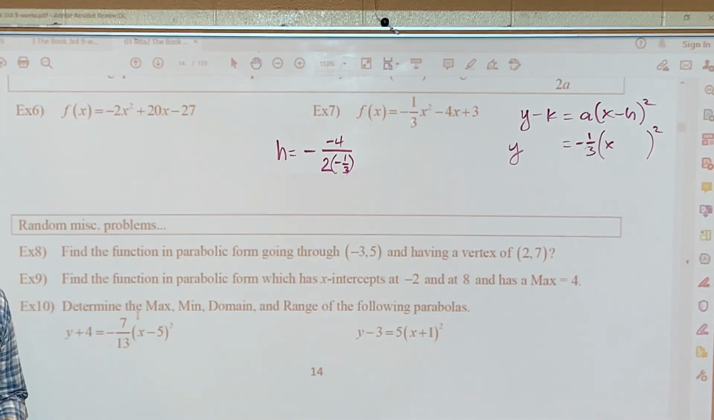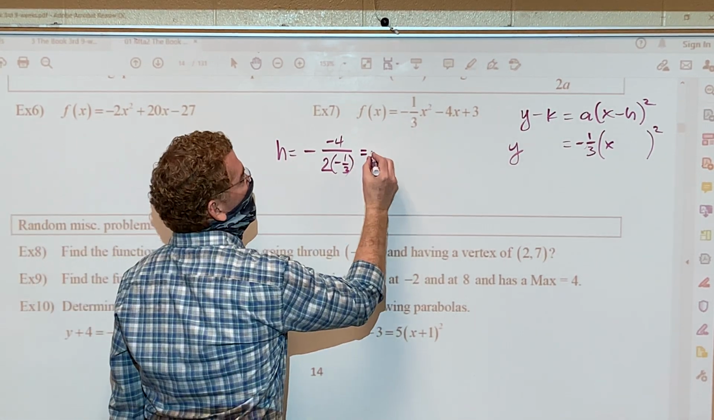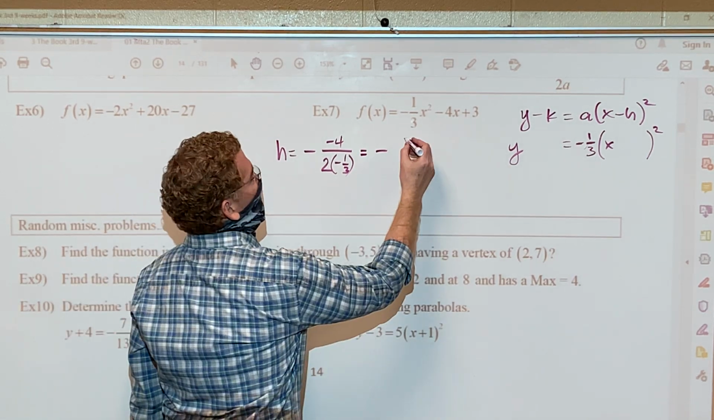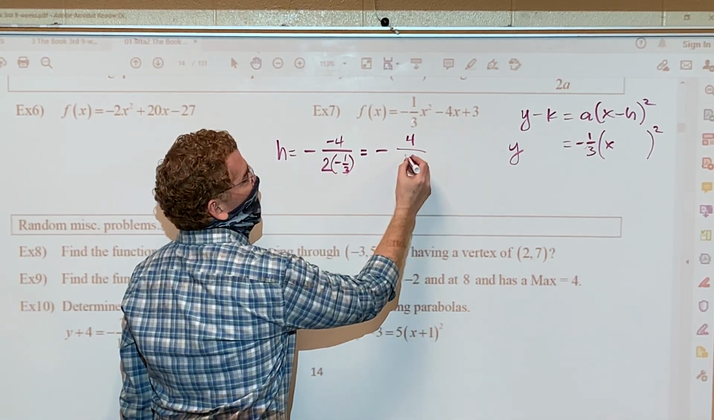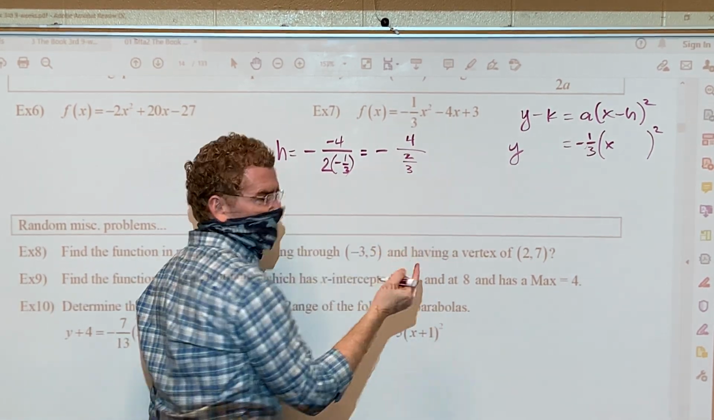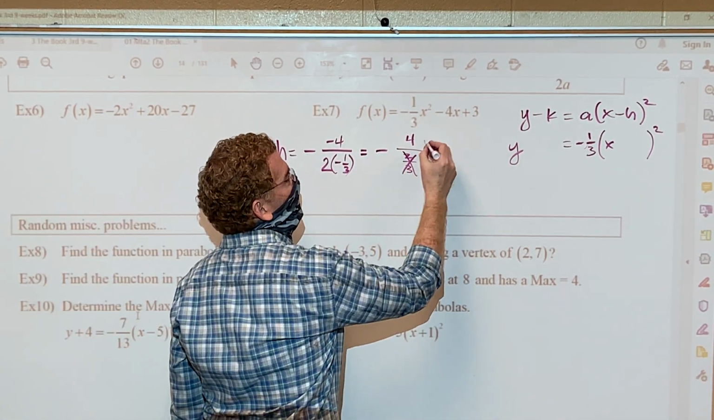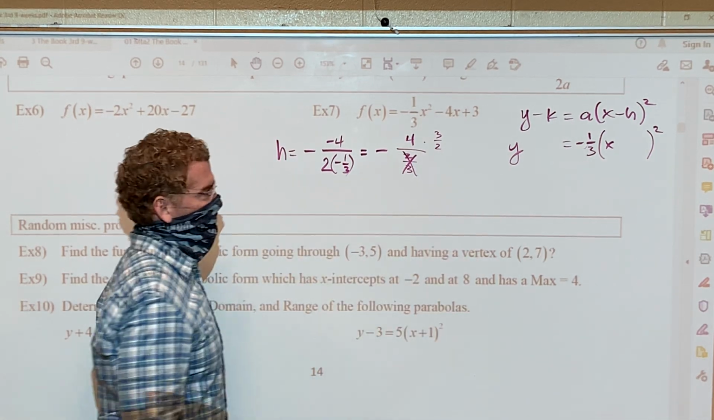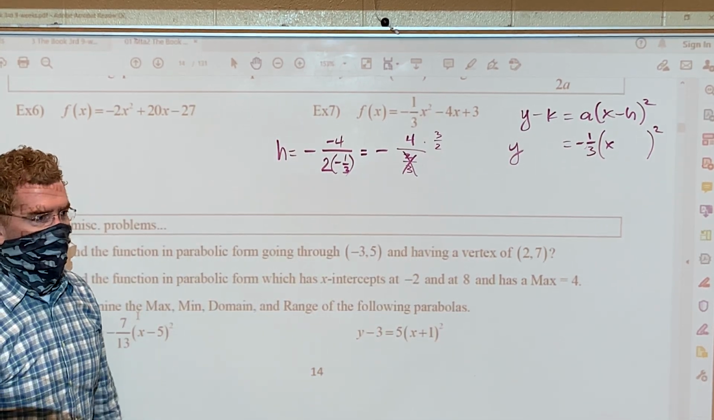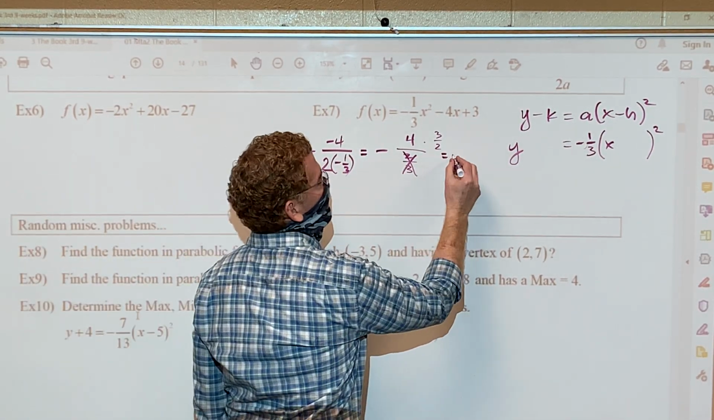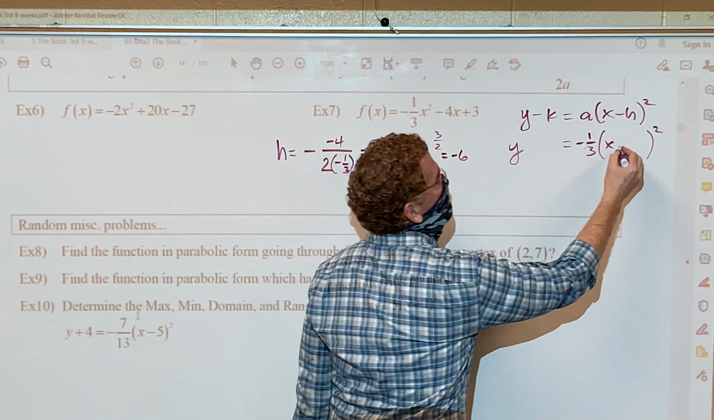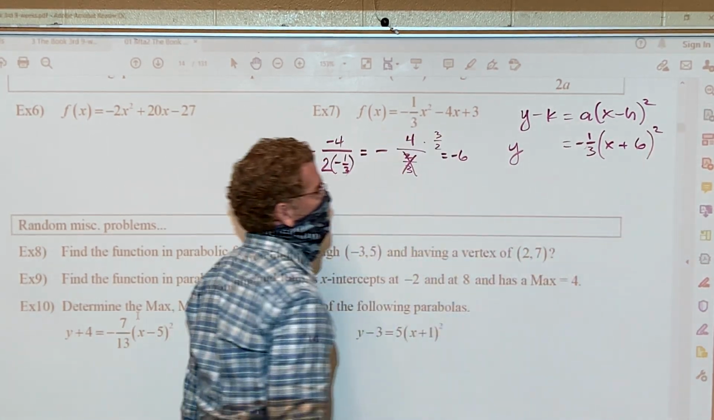Now how do I clean that up? Clearly I have how many negatives? 3 negatives, so I know it's going to end up negative. And what do I do with a 4 on the top and a 2/3 on the bottom? How do I divide 4 by 2/3? So I'm going to multiply by 3/2, which gives me 12 over 2, which is, and don't forget the negative, so negative 6. So my h is a negative 6, that gives me x plus 6 over here.